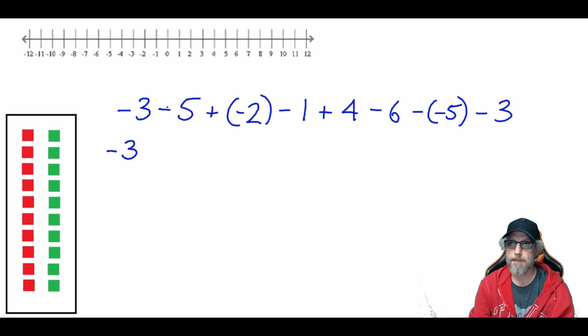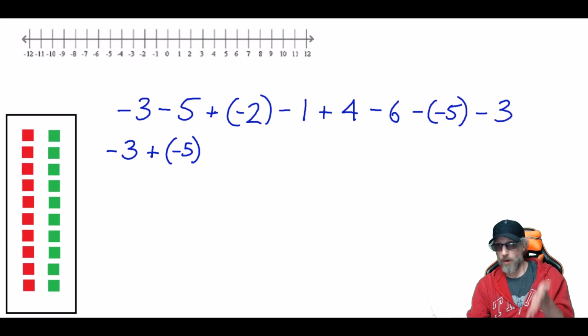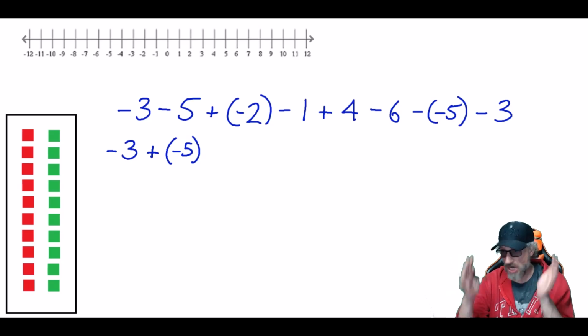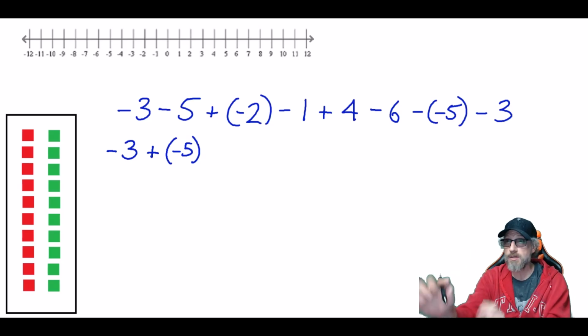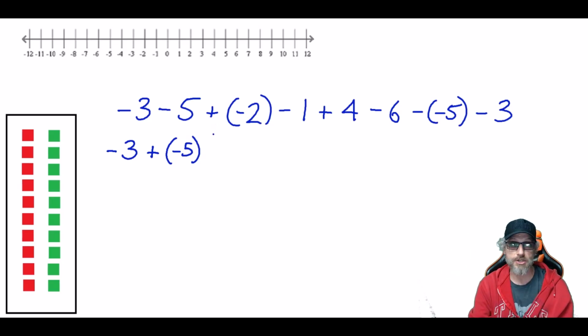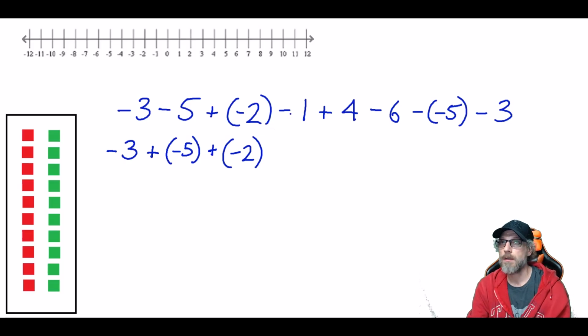Then we have -5. So we change that to add the opposite, add -5. Okay, there was that first area of change. Don't get into this tunnel vision of like, okay, I change everything. I see something, I change it. Because what's the next thing we see? Addition. We like addition. Leave that one alone. Plus -2. You're perfect just the way you are.